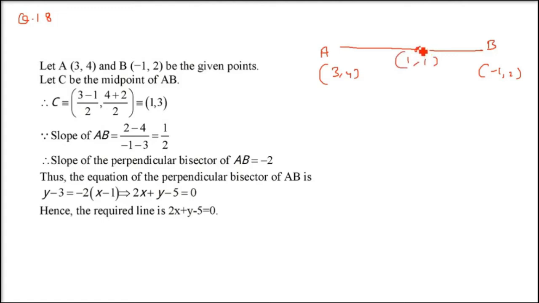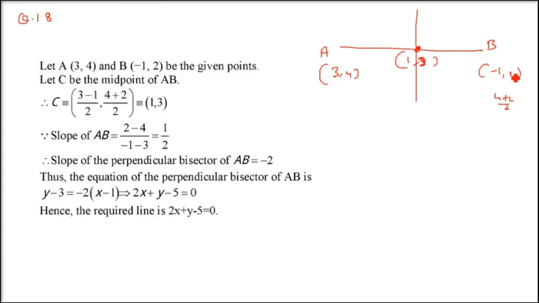For the y coordinate, it's not 4 minus 4, it's 4 plus 2 actually. We have to add it. 4 plus 2 by 2, that is 3. So here is a slight correction. The midpoint is (1, 3). Now there is a line which is perpendicular.